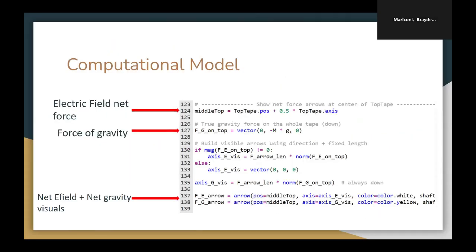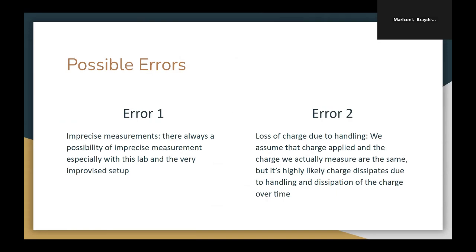There are two main sources of potential error. First, imprecise measurements, especially tape separation and alignment. Second, charge loss. Handling the tape can cause charge to dissipate over time. Both would affect the force balance and therefore change the estimate.